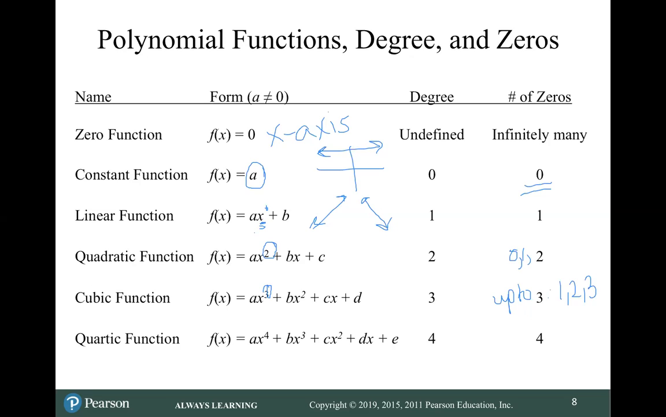I'd like you to think about that, and we'll discuss it next class. Why can't the cubic function cross the x-axis 0 times?